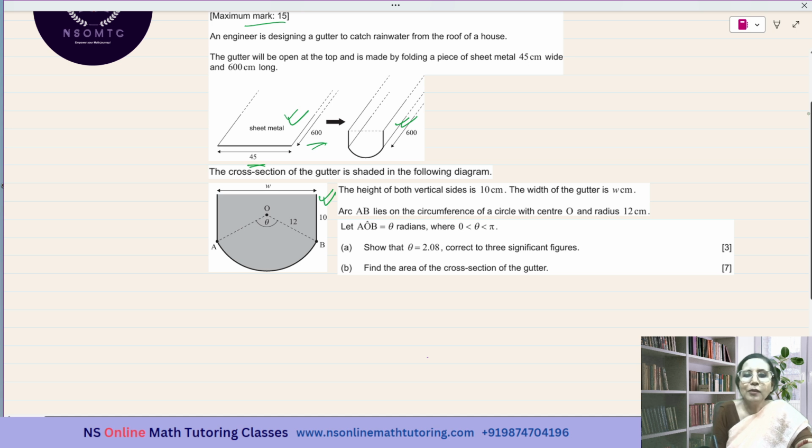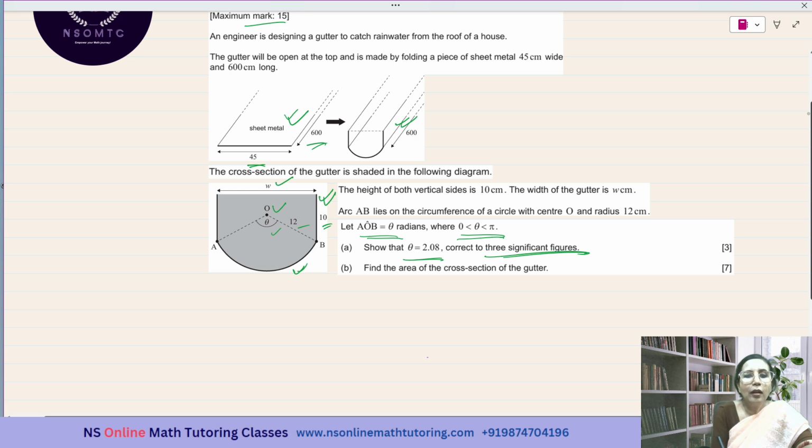The height of both vertical sides is 10 centimeters. The width of the gutter is W centimeters. Arc EB lies on the circumference of a circle whose center is O and the radius is 12 centimeters. Let angle EOB be equal to theta radians, where theta is greater than 0 but less than pi. Subpart A's question is: show that theta equals 2.08 correct to 3 significant figures.